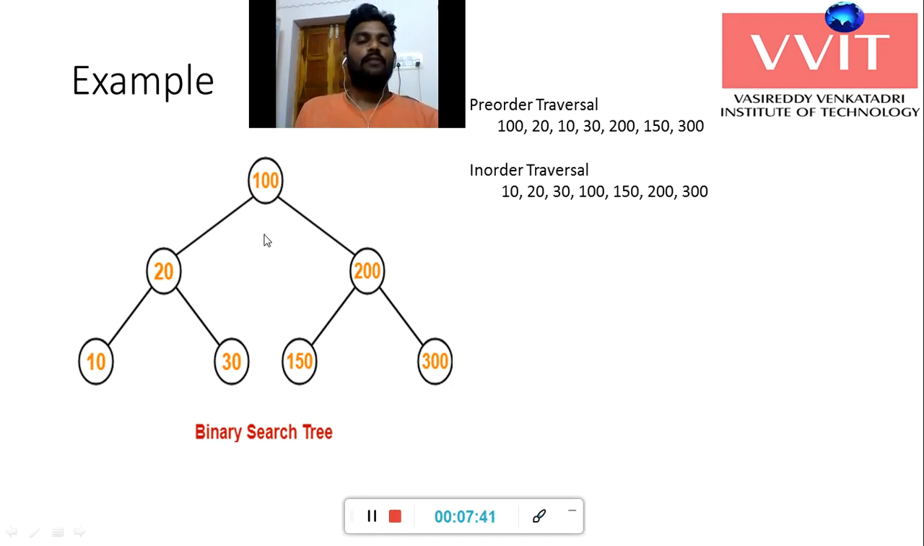That means first the left subtree of the root node is visited: 10 is visited first, then that subtree's root node 20 is visited, next 30. So 10, 20, 30, and then we visit 100. And in the right subtree part, the leftmost node 150 is visited first, then 200, and then 300 is visited. This is the in-order traversal technique. And the final one is the post-order traversal.